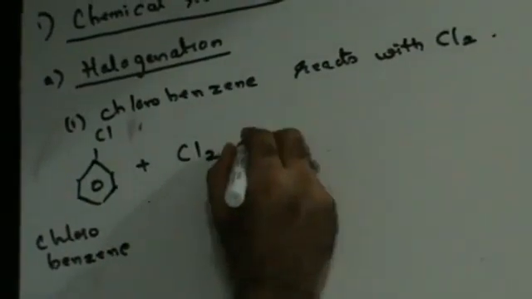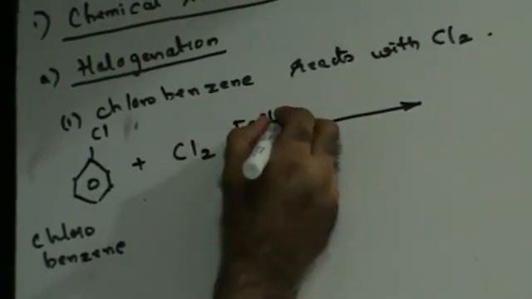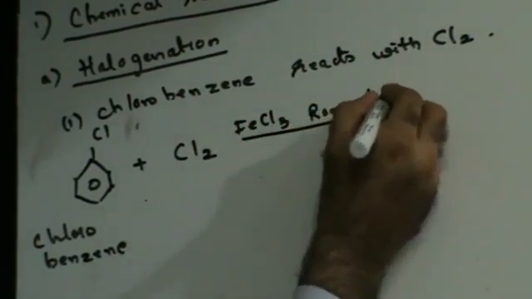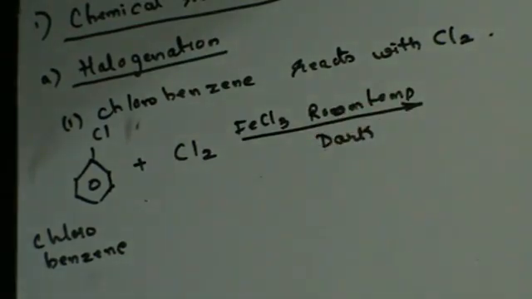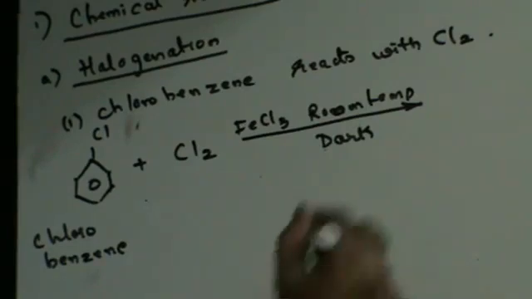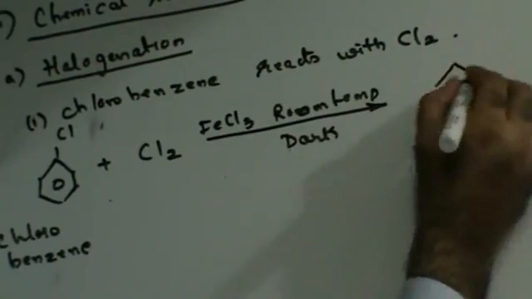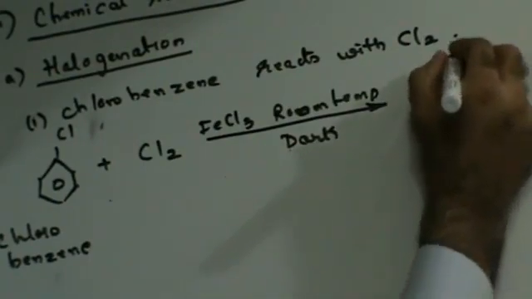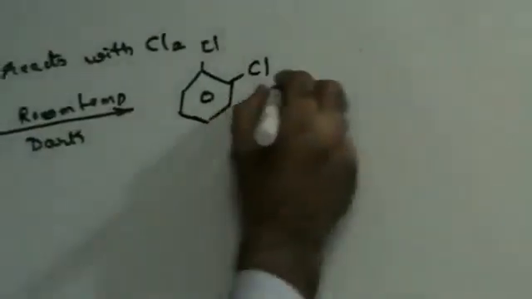This reacts with chlorine in the presence of ferric chloride at room temperature and darkness. What you would get here is o-dichlorobenzene and p-dichlorobenzene.